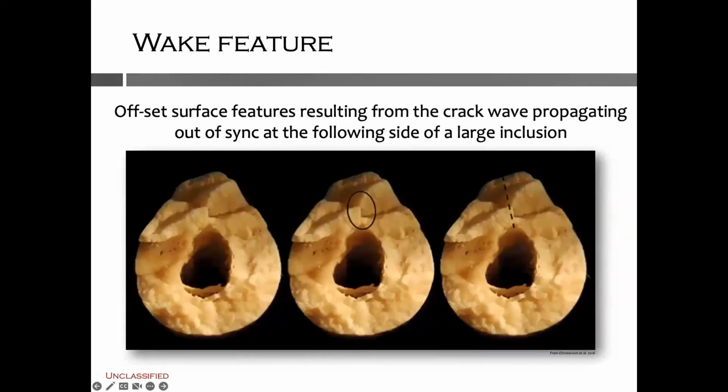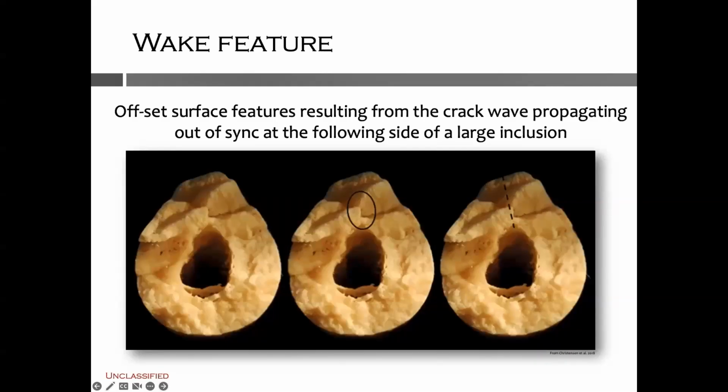Tubular bones that are broken in bending present an interesting condition where a crack front is propagating not around a small pore, but actually a very large inclusion, the medullary cavity. At the same time, the force is changing from tension to compression. So rather than splitting around a small singularity, all the surface features of the two sides of the out-of-sync crack wave become offset. And this is most notable in the arrest ridges.